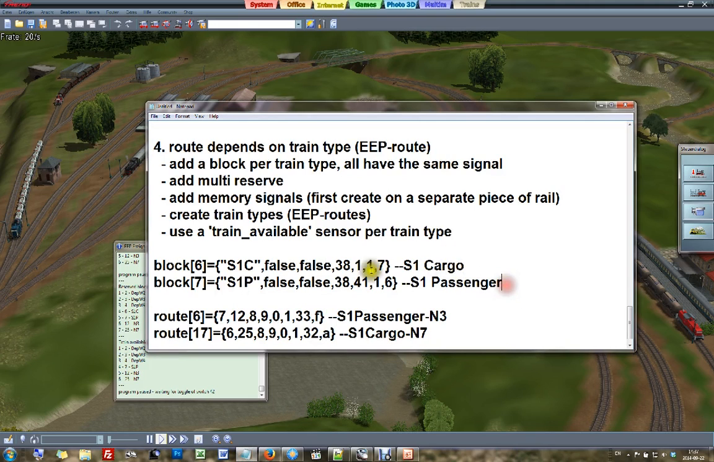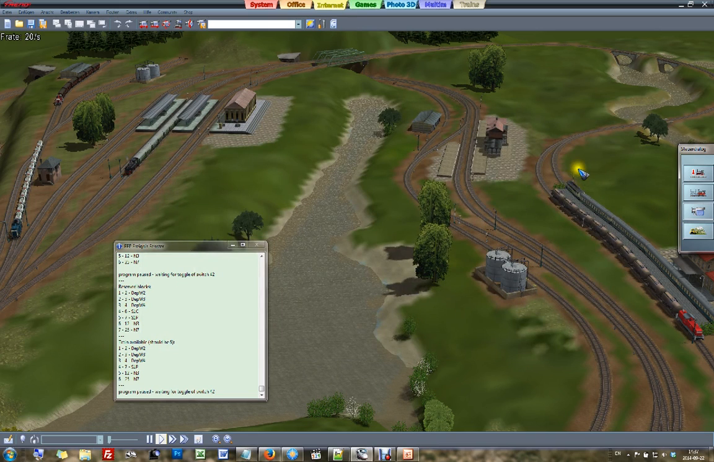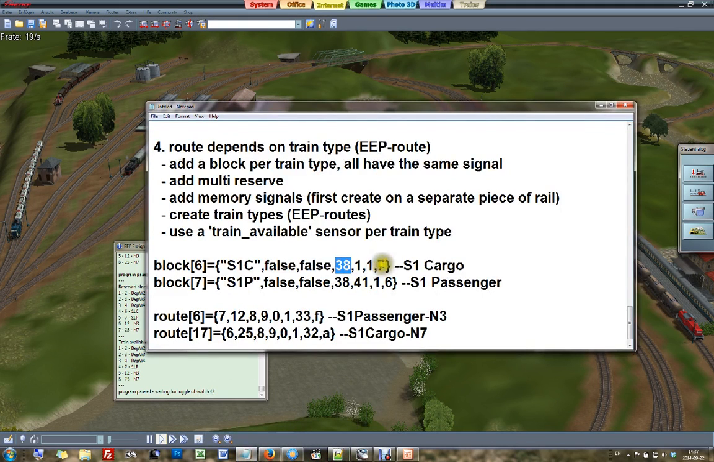Again, I have to make two virtual blocks. It's both station south 1, but it is a cargo or a passenger train. That's just the definition. They have the same signal number, because this block has only one signal over here. So the signal number is the same, but to be able to distinguish them at startup, I am going to make use of an additional memory signal.